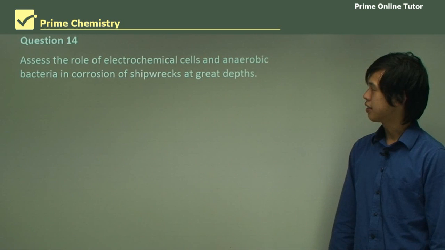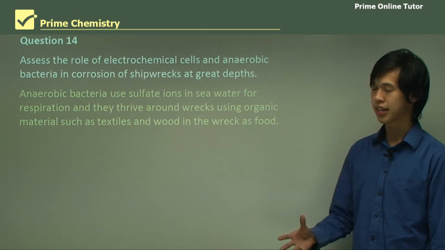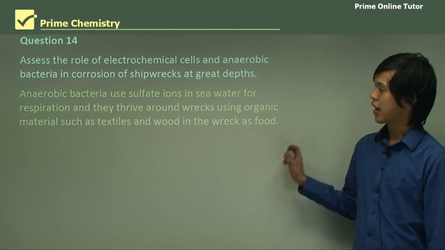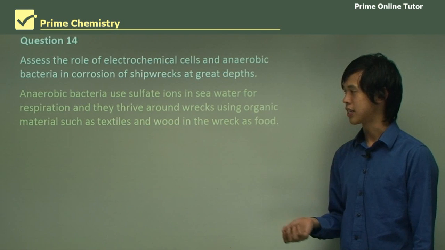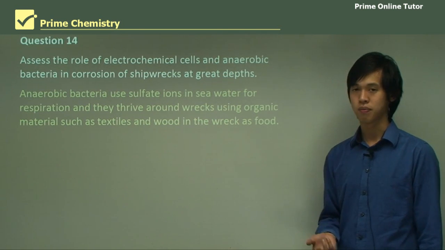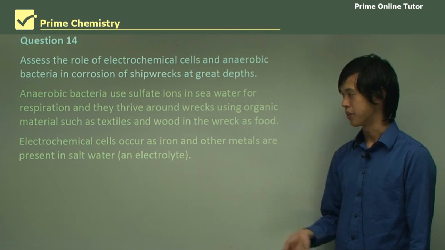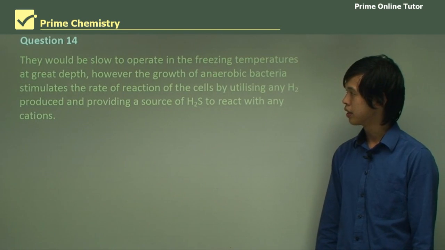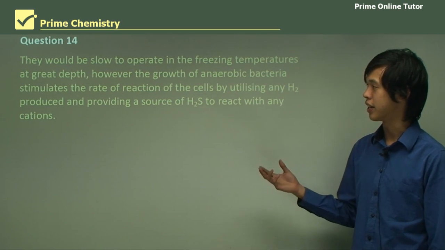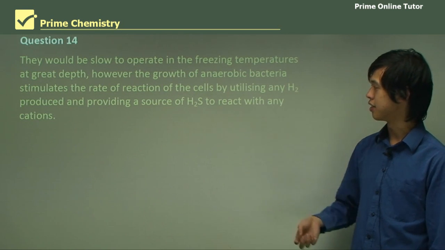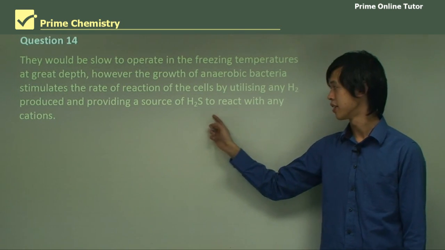Assess the role of electrochemical cells and anaerobic bacteria in corrosion of shipwrecks at great depths. So assess is pros and cons, but in this case we may use a slightly different approach. Anaerobic bacteria use sulfate ions in seawater for respiration, and they thrive around wrecks using organic materials such as textiles and wood as food. Electrochemical cells occur as iron and other metals are present in seawater, the electrolyte. They would be slow to operate in the freezing temperatures at great depth. However, the growth of anaerobic bacteria stimulates the rate of reaction of the cells by utilizing any H2 produced and providing a source of H2S to react with any cations.